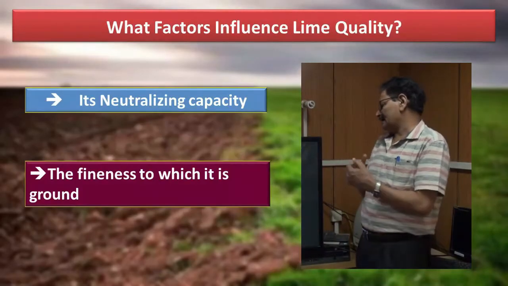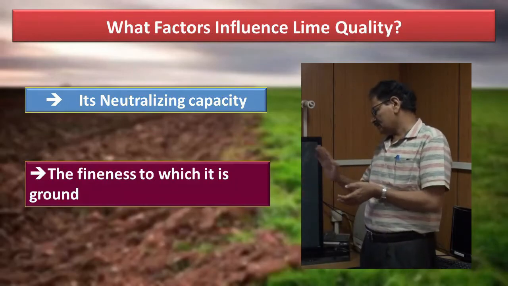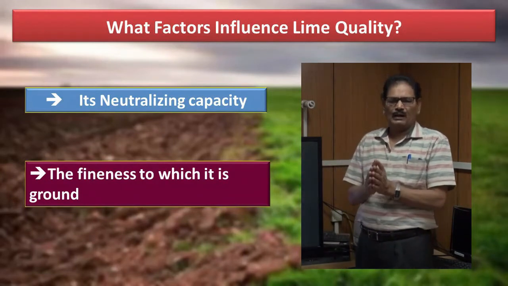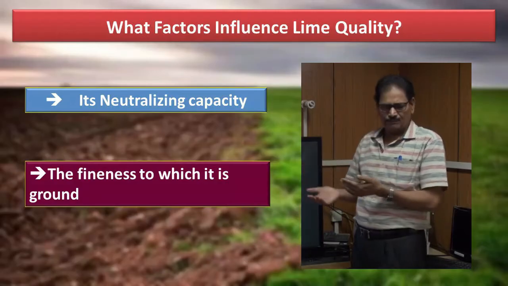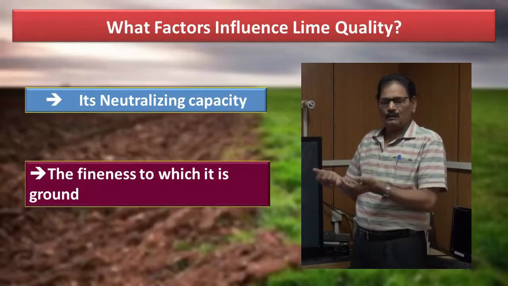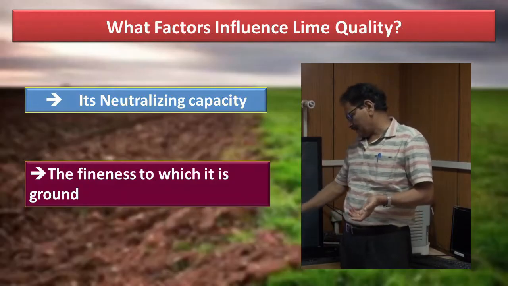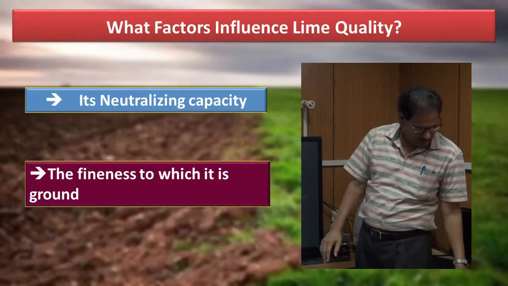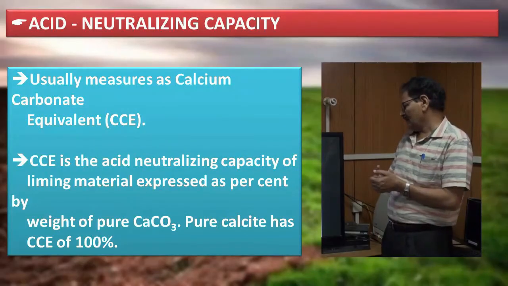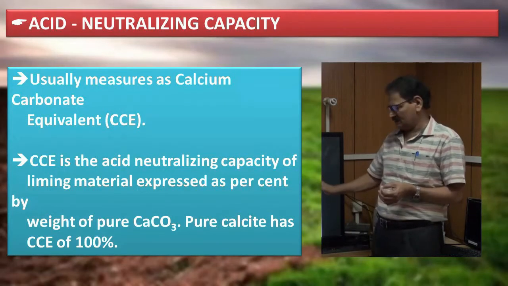Now, what are the factors that influence lime quality? First is its neutralizing capacity. In an earlier slide, you have seen different types of liming material have different neutralizing capacity, such as calcium carbonate, calcium oxide with the higher neutralizing capacity, calcium hydroxide and others. Then the fineness to which it is ground, what is the mesh size of our product. Now, acid neutralizing capacity is usually measured as calcium carbonate equivalent, CCE.